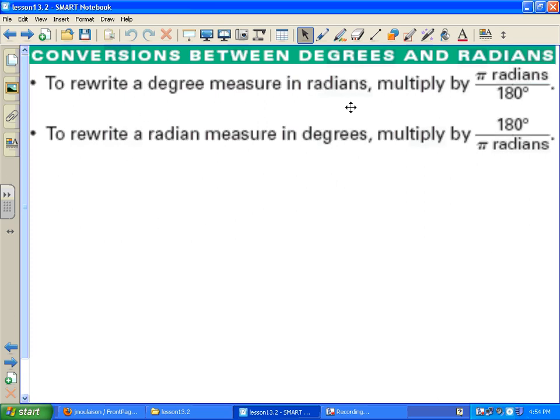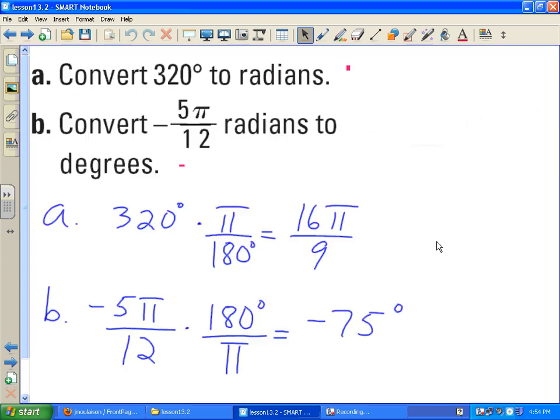So to rewrite a degree measure in radians, multiply by pi radians over 180 degrees. To rewrite a radian measure in degrees, multiply by 180 degrees divided by pi radians. Those are the conversion factors we were just looking at. So once again, a couple of examples. Converting 320 degrees to radians, I multiply by pi over 180 and simplify the fraction. Get 16 pi divided by 9 radians. To convert from radians to degrees, I multiply, in this case, negative 5 pi over 12 radians times 180 degrees divided by pi. Simplify the fraction, the resulting value is negative 75 degrees.